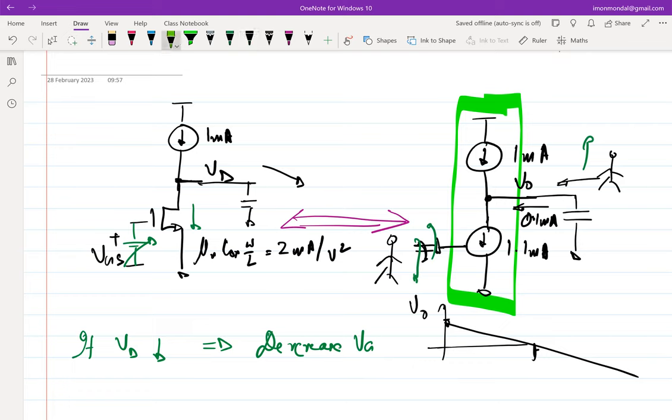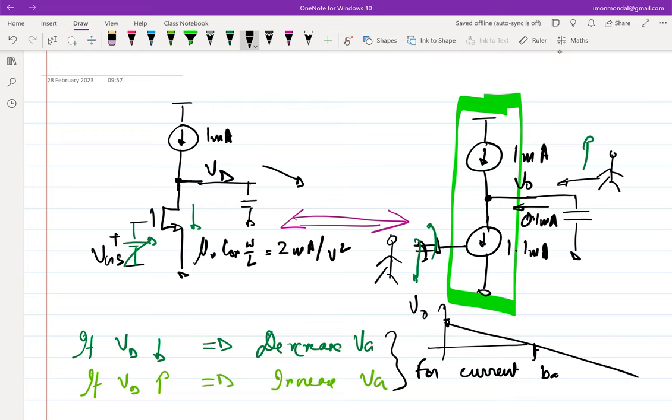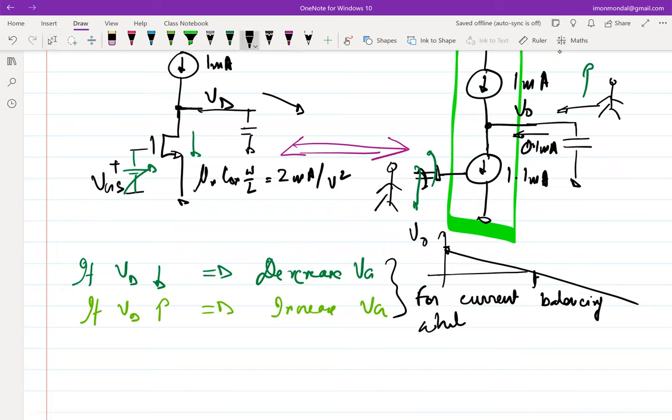So if VD decreases, you decrease VG. Alternatively, if VD increases, you have to increase VG. This is to balance out the currents, right? This is for current balancing while keeping the MOSFET in saturation.